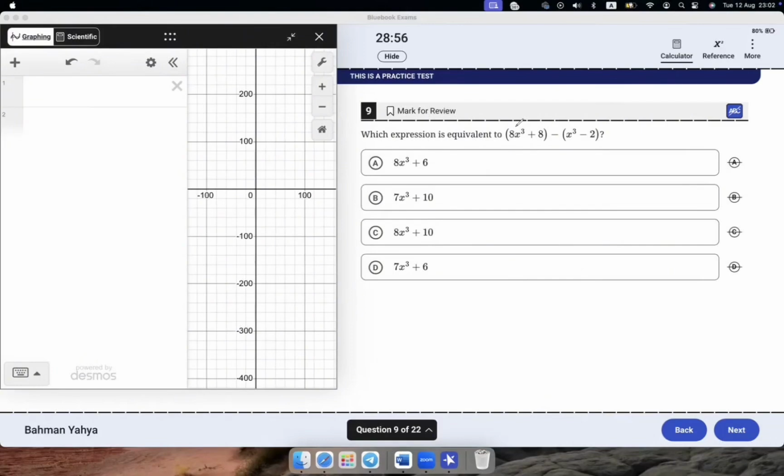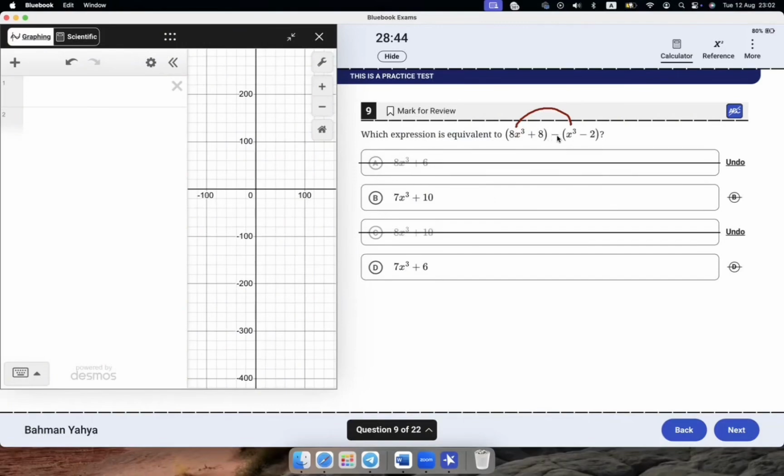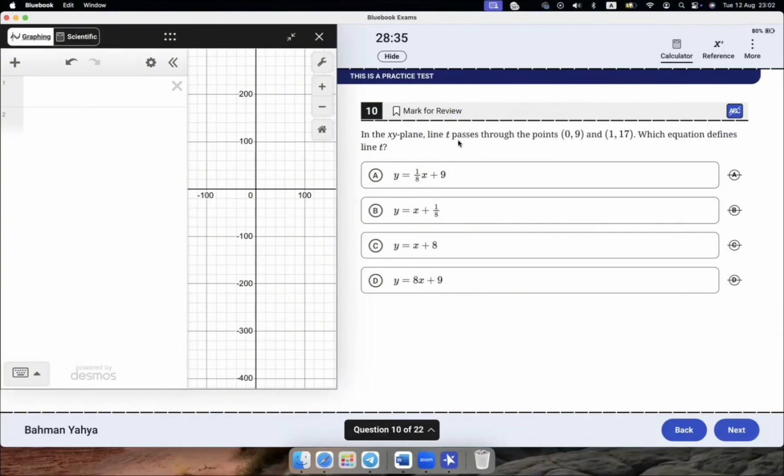When you just simplify it, 8x cubed minus x cubed will be 7x cubed, right? So the answer is not A or C. And 8 minus negative 2 will be 8 plus 2, that is 10. So the answer will be B there. Question 10. In the xy plane, line T passes through the points 0 and 9, and 1 and 17. Which expression defines the line T?